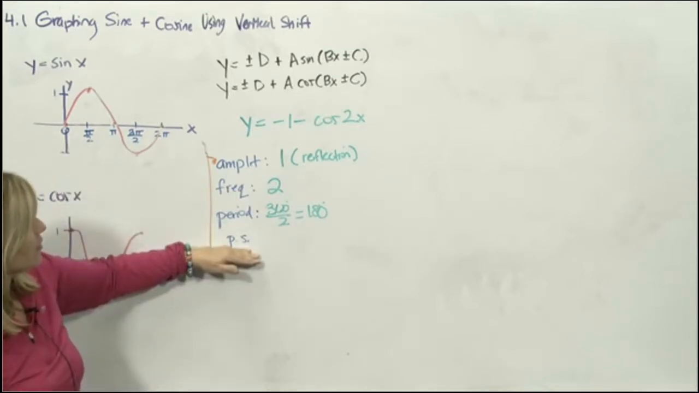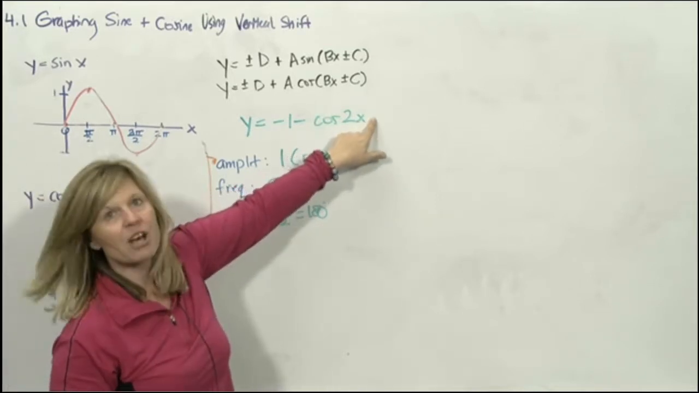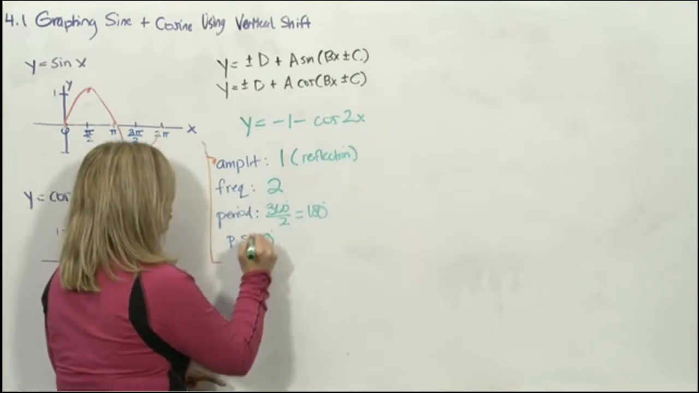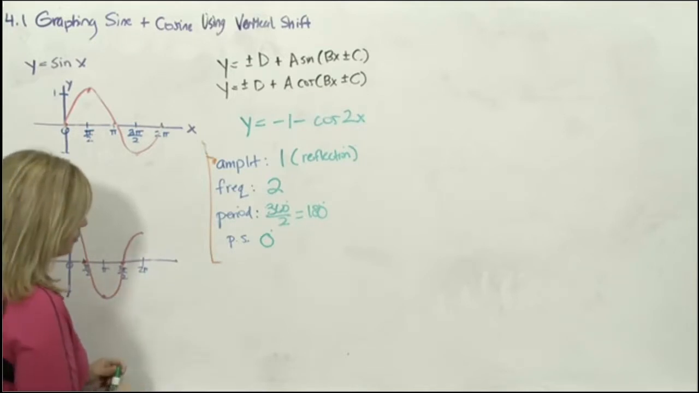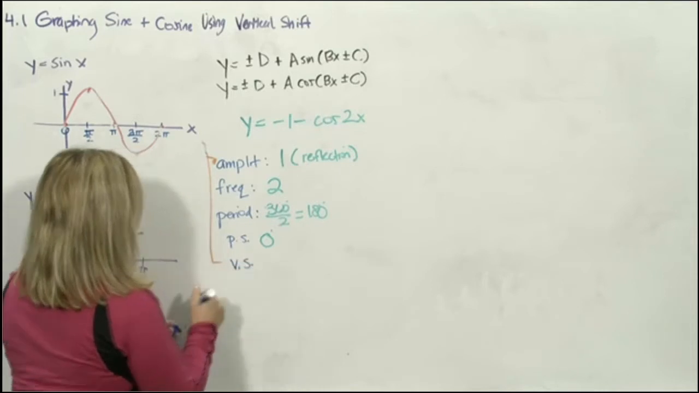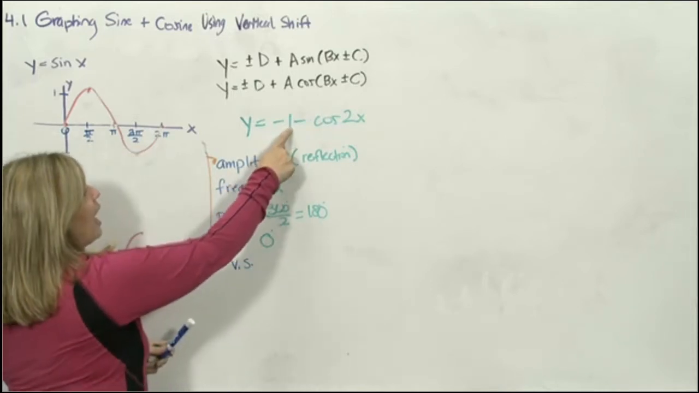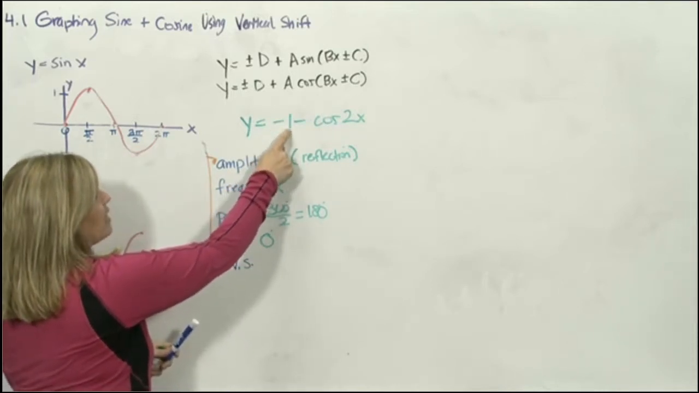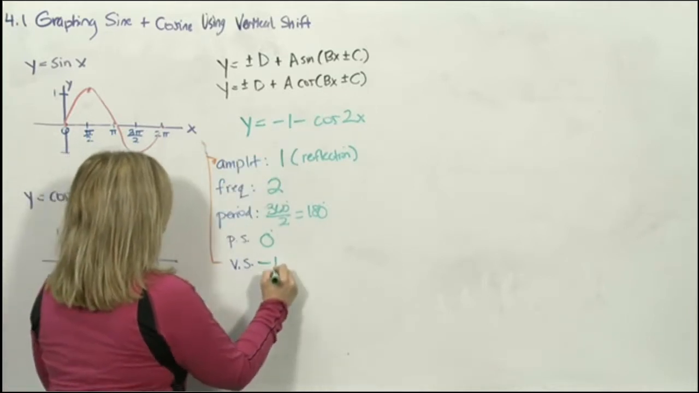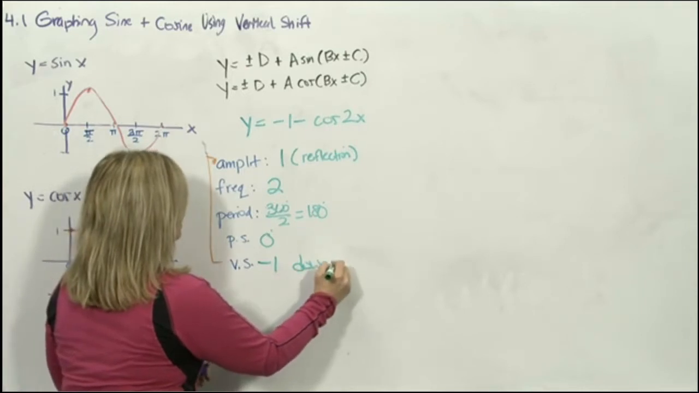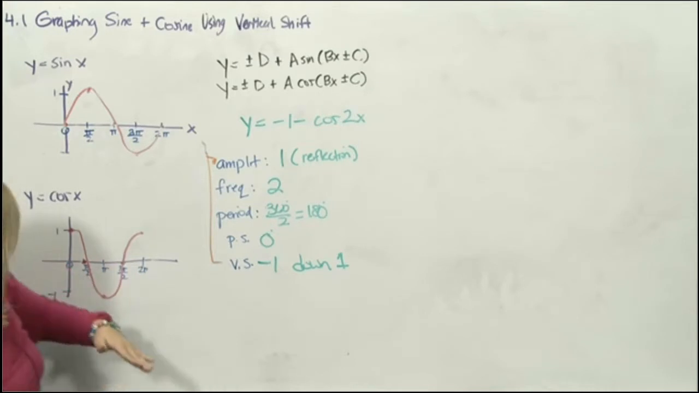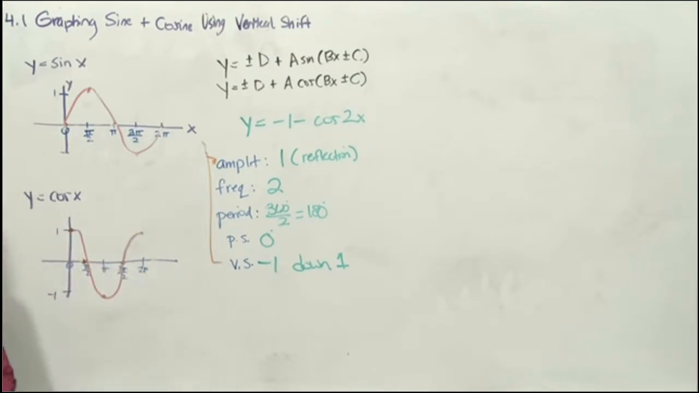Do we have a phase shift? Well, no. There's nothing being added or subtracted to angle x. So the phase shift, there is none. We're still starting at the origin, 0. All right. But do we now have a vertical shift? Sure we do. I have in very front of here a -1. If the vertical shift is a -1, that means the whole curve is moving down 1 unit. That's what that's telling us. This whole curve is going to go down 1 unit.